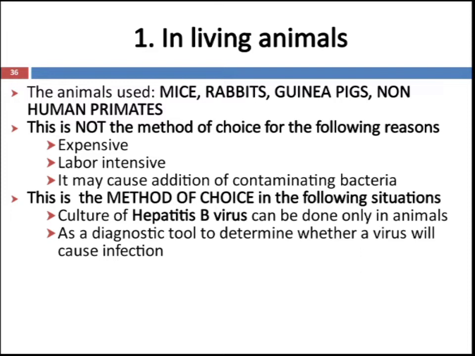But these are used as a choice for the following situations, like culture of hepatitis B virus, which can only be cultivated in animals, and it's also used as a diagnostic tool to determine whether the virus will cause an infection. So that is the first method, cultivation in living animal.